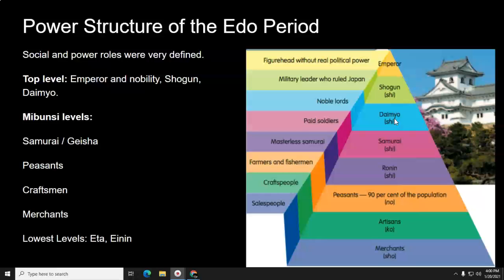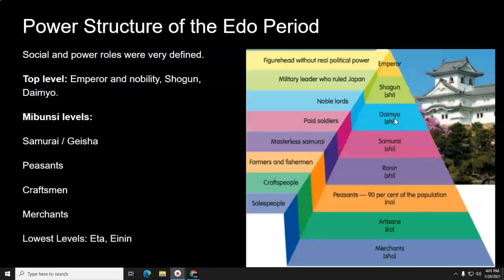And then right underneath the samurai was the ronin, which are samurai that are masterless. They kind of go from daimyo to daimyo, and that happens for a couple different reasons. Along with the samurai, both the geisha and the female samurai were all of the same rank. Then there were peasants, which was 90% of the population, so pretty much lots of people were peasants.